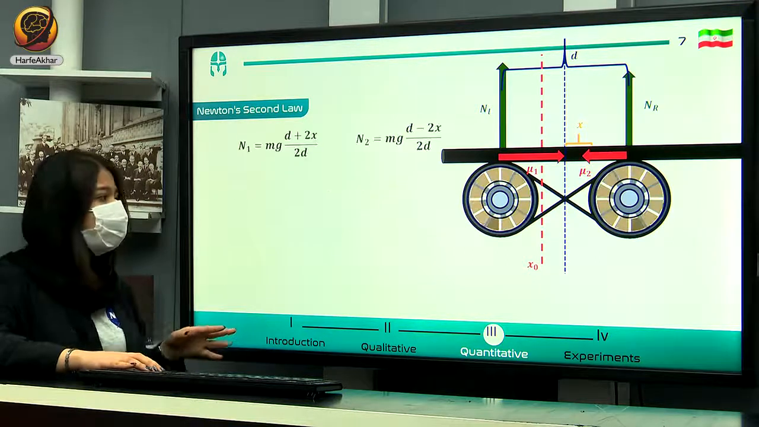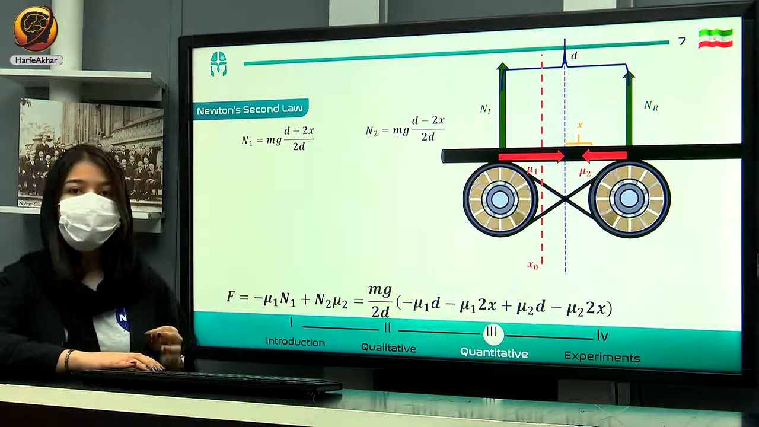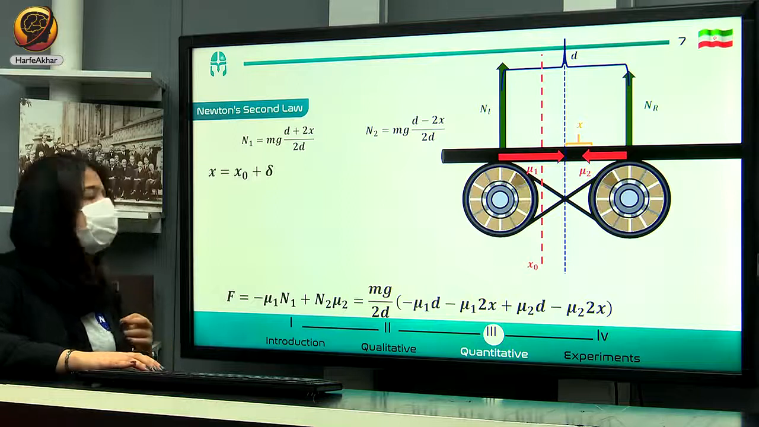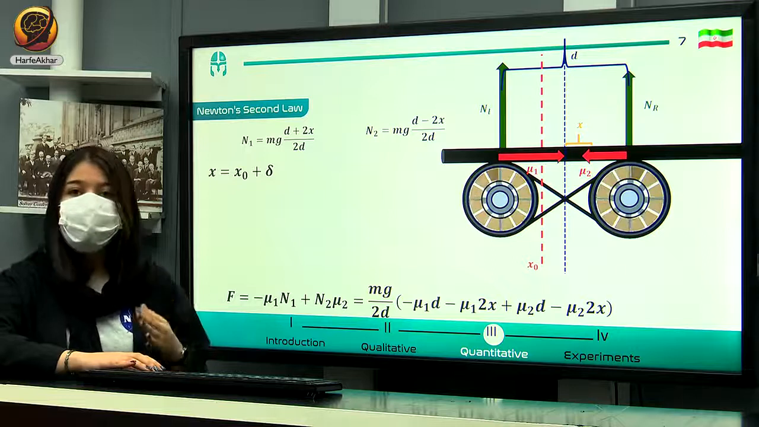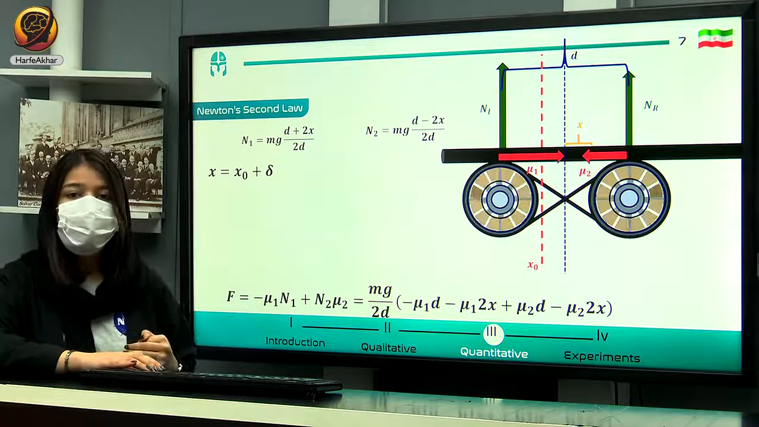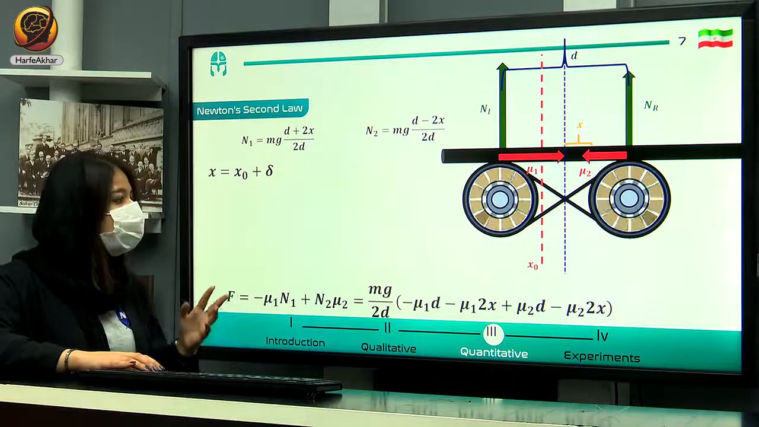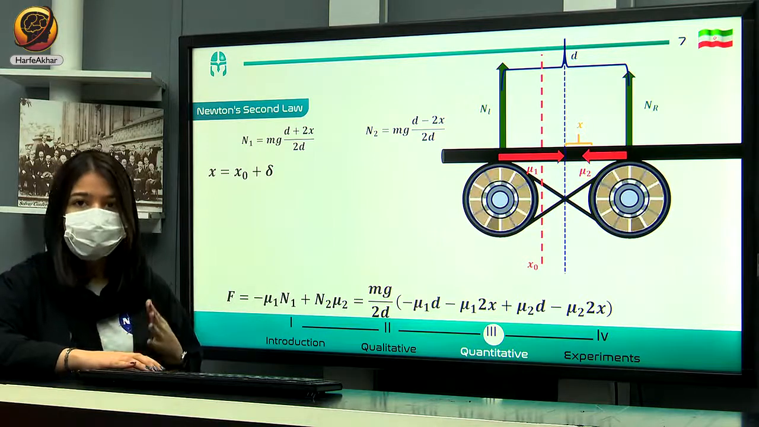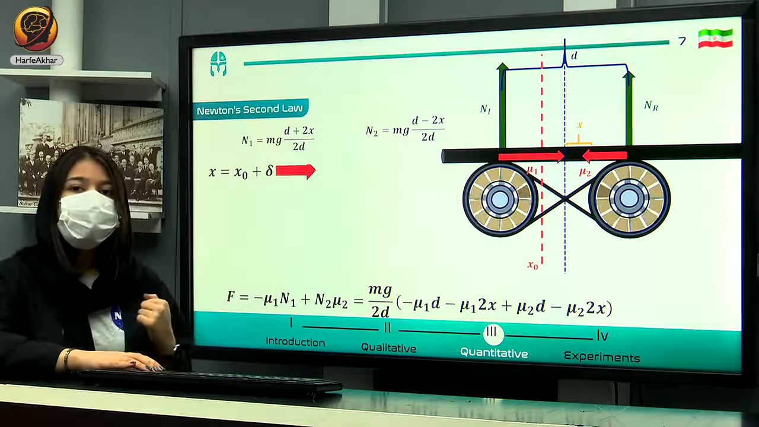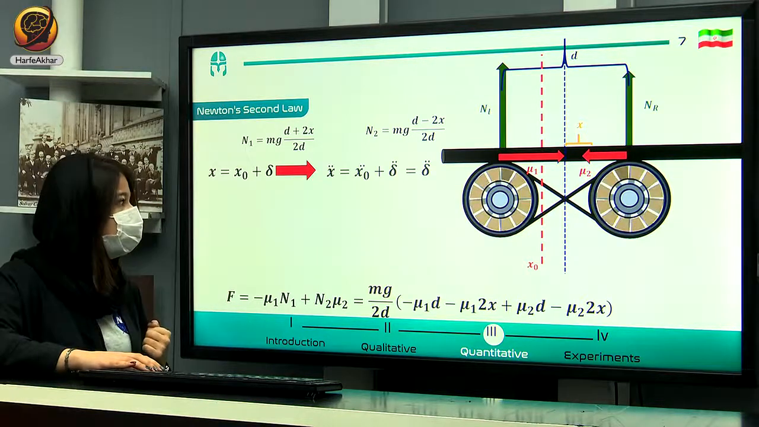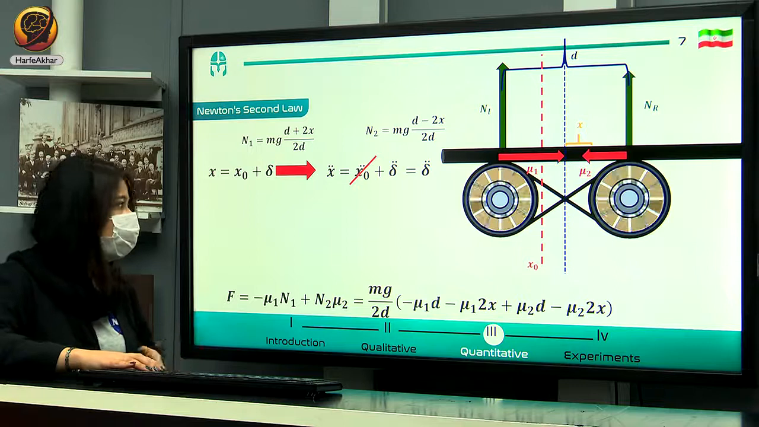According to Newton's second law, we can write this equation for friction 1 minus friction 2. Another thing that I wanted to mention, which is really important, is that x is equal to x0 plus delta. What does it mean? x0 is the place where the summation of the forces affecting the rod is 0. I mean, it's the place where friction 1 and friction 2 are equal to each other, and it will be in the middle of these two cylinders if the friction coefficients of the cylinders are the same. Plus delta, which is equal to the distance of the rod from x0. The second derivative of x is equal to the second derivative of delta, because the second derivative of x0 is 0, because it doesn't change.